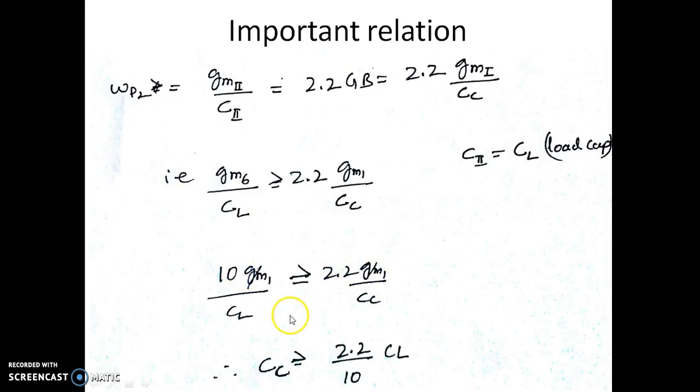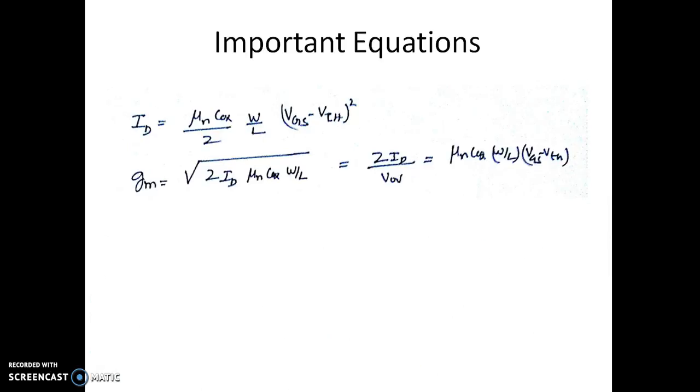So by solving this, we get the relationship that Cc, that is the compensation capacitor, should be greater than or equal to 0.22 times CL. So the compensation capacitance should be 2.2 divided by 10 into CL. Now this is one of the important equations which will be used in obtaining the design of a two-stage CMOS amplifier.